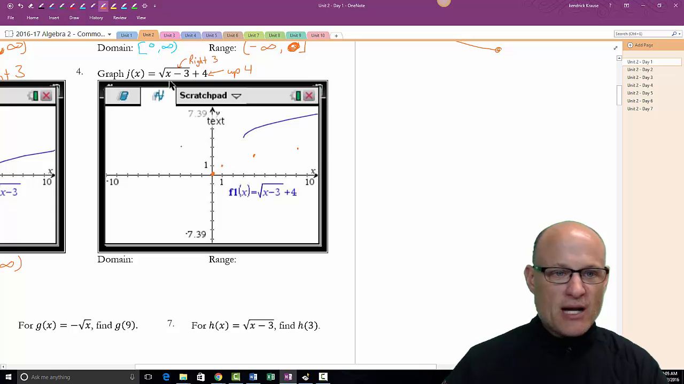Well, now I'm going to start here. 1, 2, 3 units to the right. 1, 2, 3, 4 units up. That's this point right here. And I go over 1 and up 1. I go over 1, 2, 3, 4, and up 2. And then I'd go over 9 and up 3 from there.